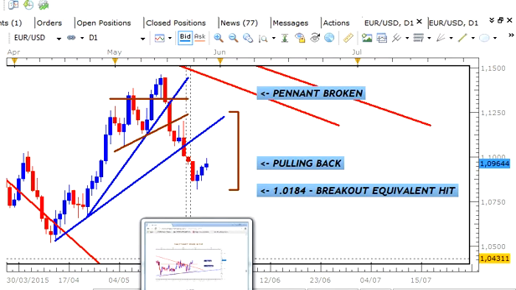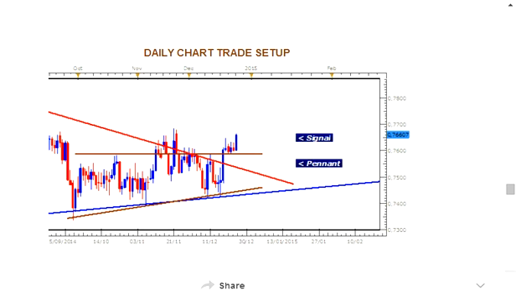Taking a look at a previous example on the New Zealand Swiss franc, towards the end of last year, this pair had a breakout on a pennant setup on its daily chart. Here we see that the bullish signal was given to indicate that we were ready to go long.